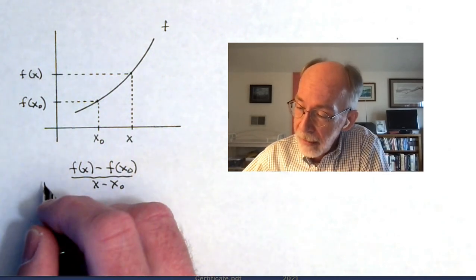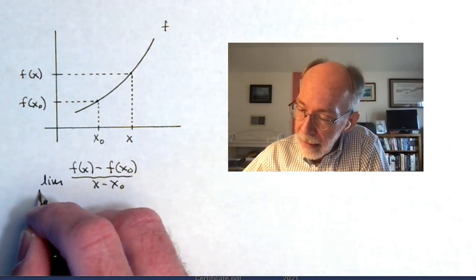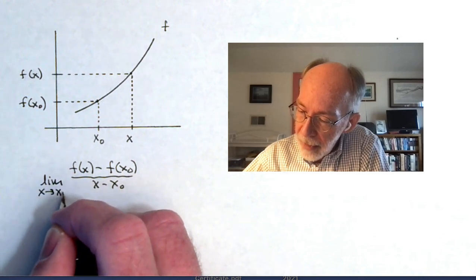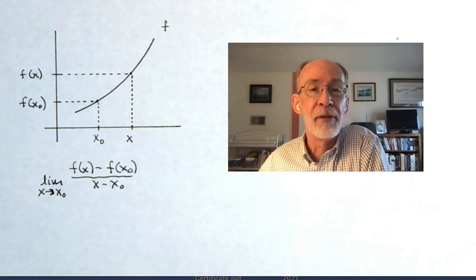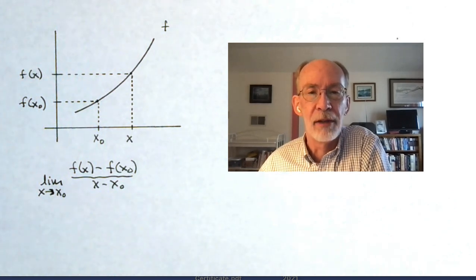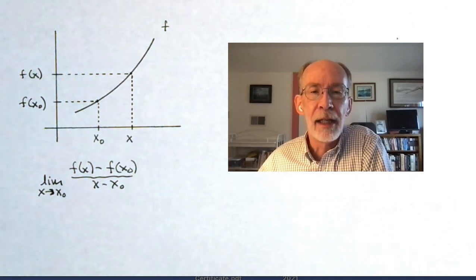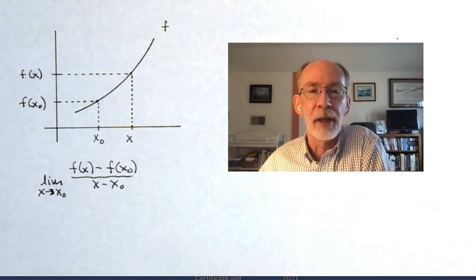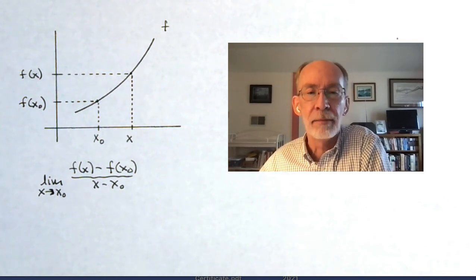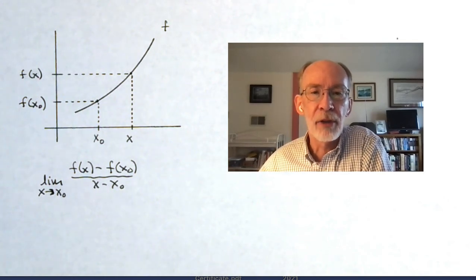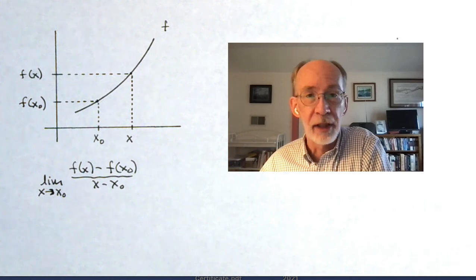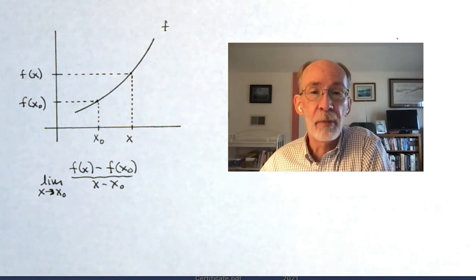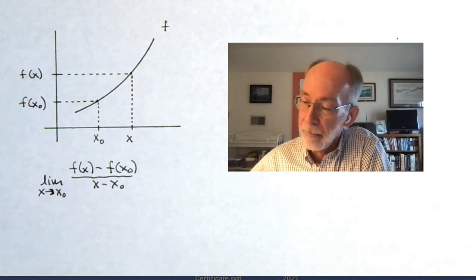There is a mathematical object, concept, call it what you will, of a limit that is exactly what we're looking for. The instantaneous rate of change of f at x equals x naught is going to be defined to be the limit as x approaches x naught of f of x minus f of x naught all over x minus x naught. It's just the limit of a good old algebra 1 slope as the one point approaches the other.